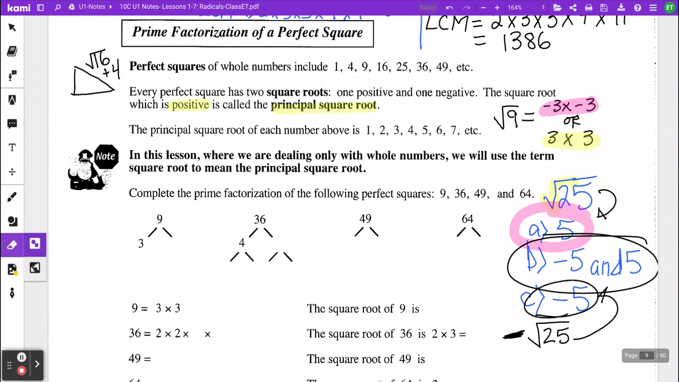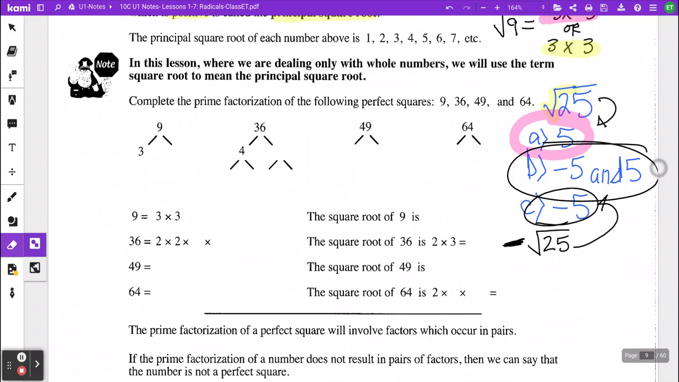So it says the principal square root of the numbers above, principal ones meaning the positive ones. It says we are only dealing with whole numbers. So that means we're only going to be dealing with the positive ones. When we start dealing with the negative ones, that means we're dealing with integers, and when we start dealing with fraction exponents and fractions under root signs, that's rationals. Okay, we're going to get there. We're just not there yet.